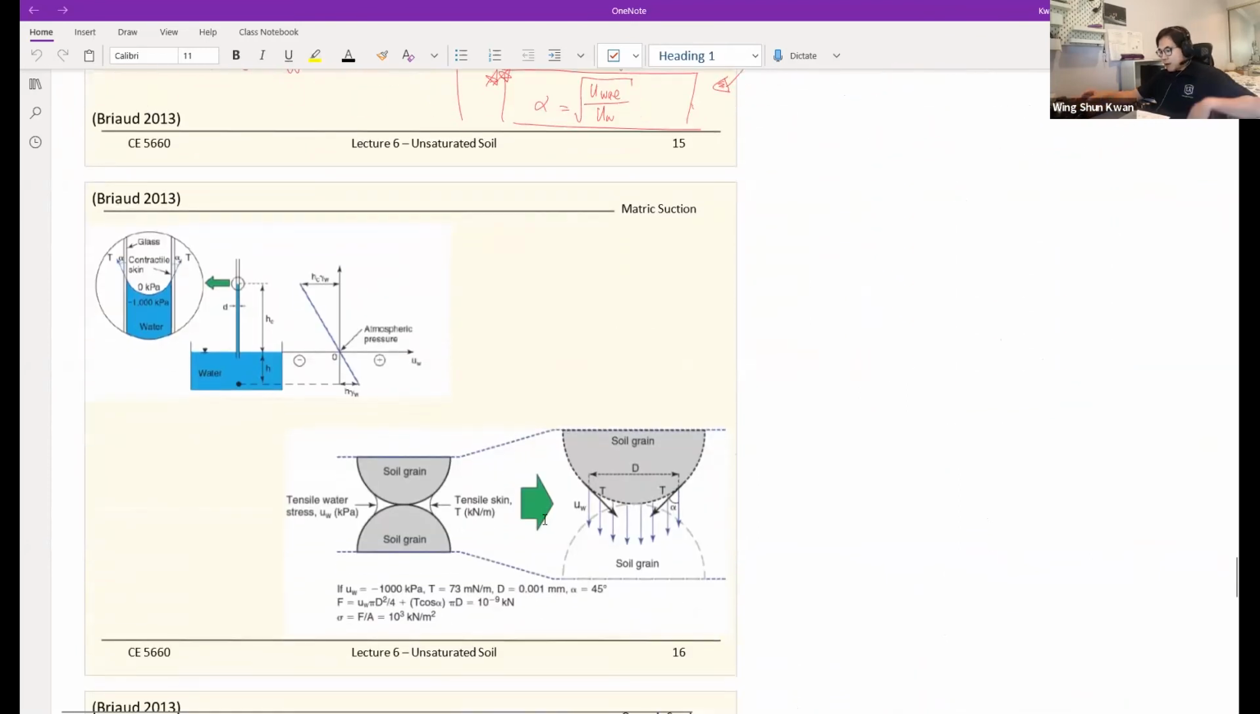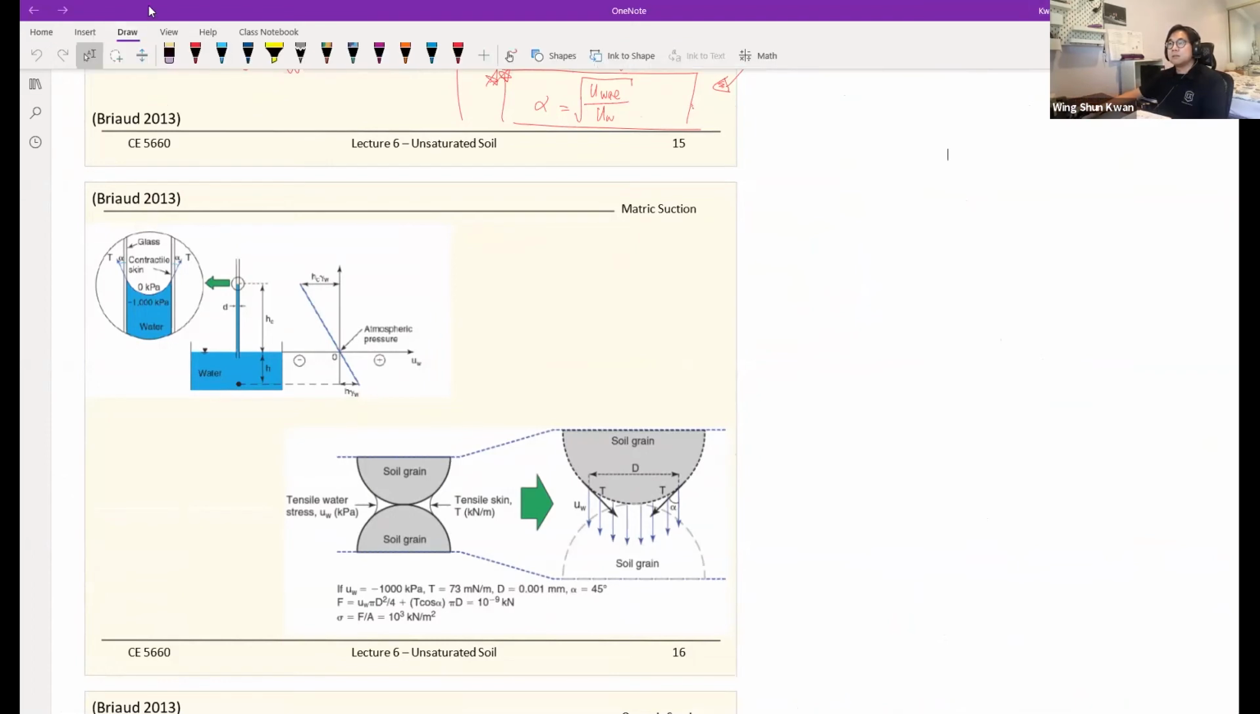So we have been talking about this water tension. What is water tension, and what does it help us come up with?